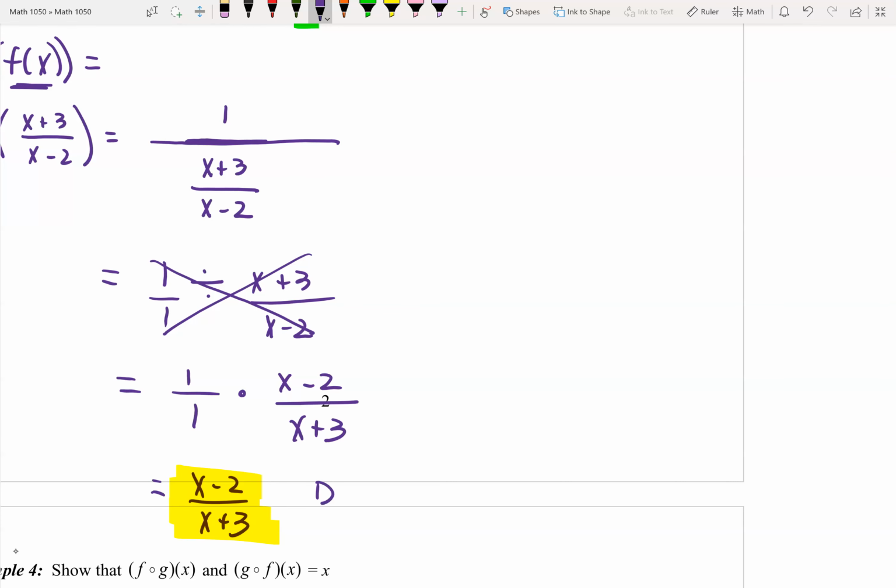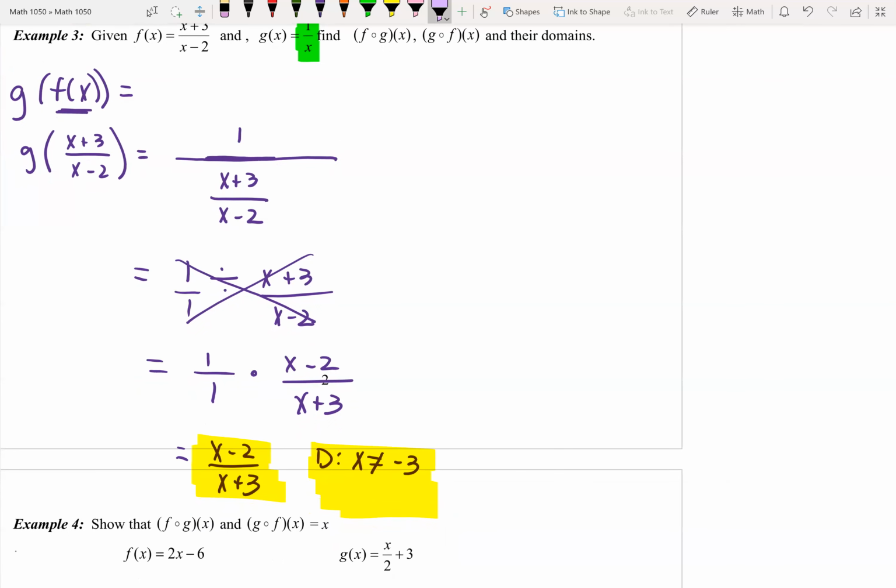Okay, find the domain. X cannot be equal to negative 3. That domain is wrong. I need somebody to tell me why it's wrong. Go ahead, honey. It also can't be equal to 2 because we're on the bottom. Yes. So when you find the domain, guys, you have to look throughout the whole problem.